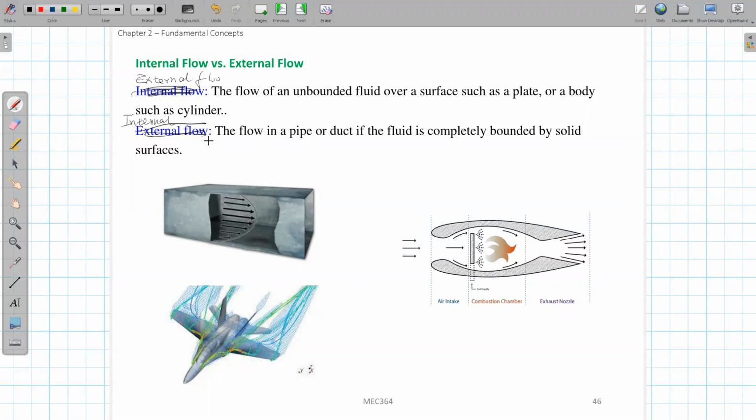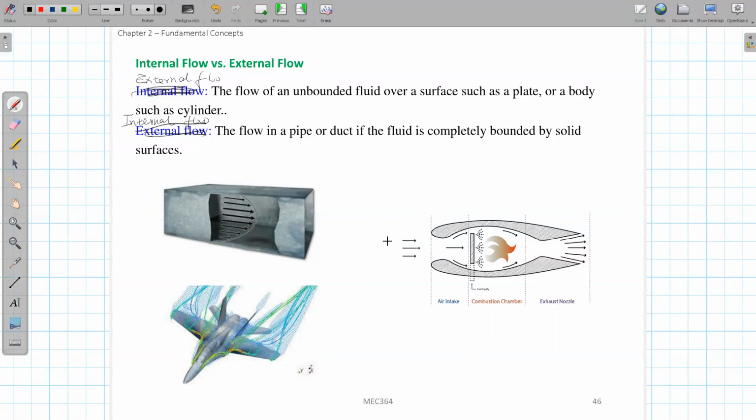Internal flow just means the flow inside a pipe, or inside a duct with some bounded area, right? For example, flow inside an air conditioning duct of a building is this kind of internal flow. And the flow over an airplane is going outside, right? So we call this kind of external flow.